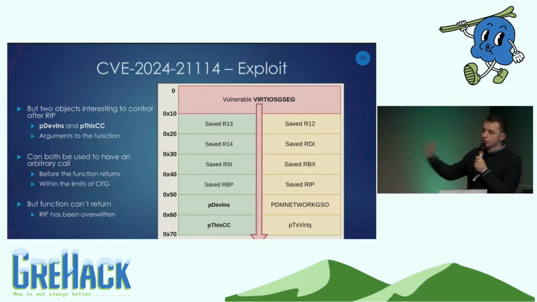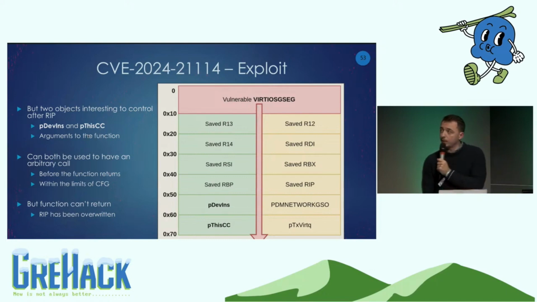It will prevent you from just jumping on a ROP chain. But what you can do is call actual functions. We can't jump on gadgets. Sorry. So we have 2 arbitrary calls limited by CFG, but after we do those 2 arbitrary calls, the function can't return because we overwrote the pointer to control it. So if the function tries to return, it will just crash instantly.